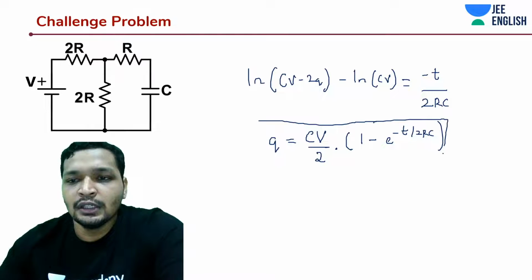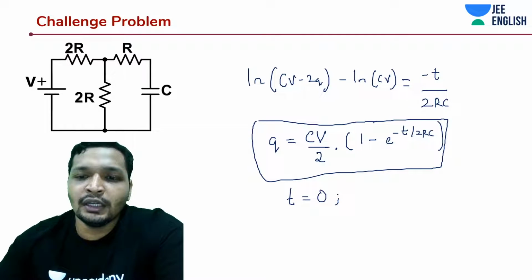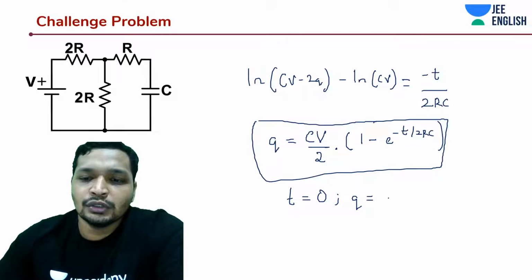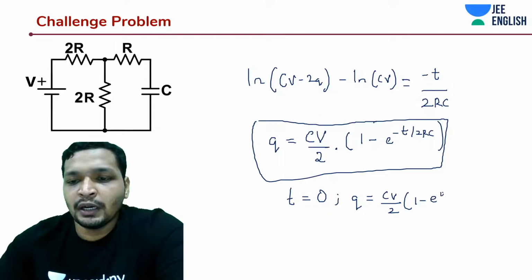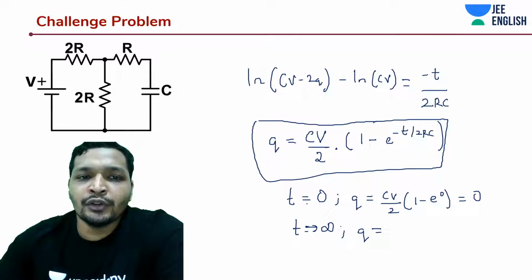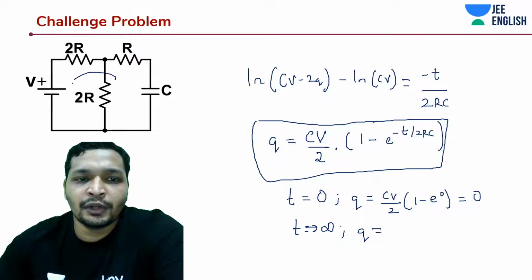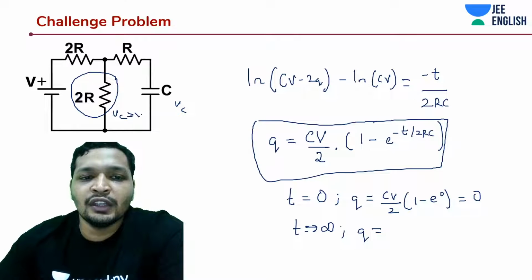Let's verify this. Let's say at time t equal to 0, you are going to get Q equal to 0, since it's going to be CV times 1 minus e to the power 0, which is 0. And as t tends to infinity, what should Q be? Right now you know what the potential drop should be in steady state: the potential drop across this resistance, and if it's 2R and 2R, how much should the potential drop be? It should be V by 2.